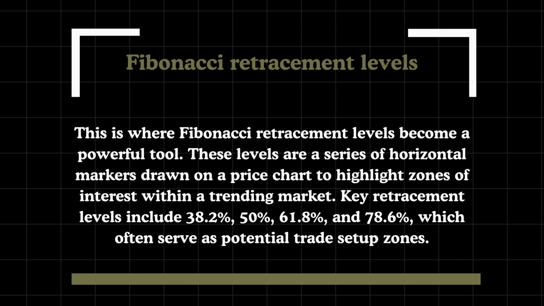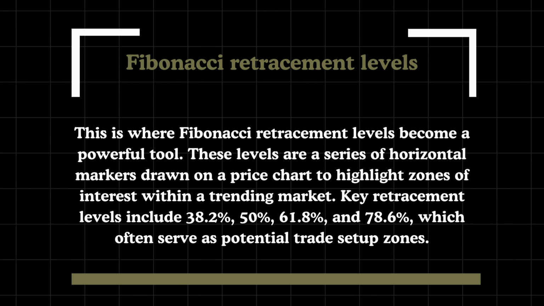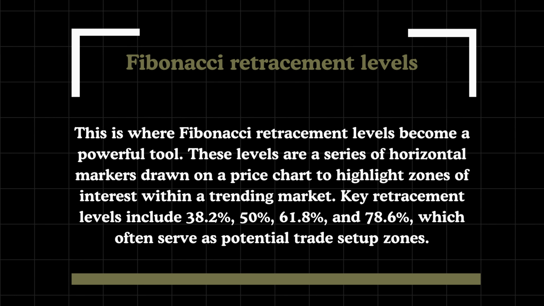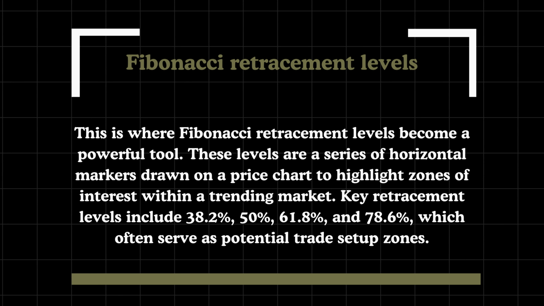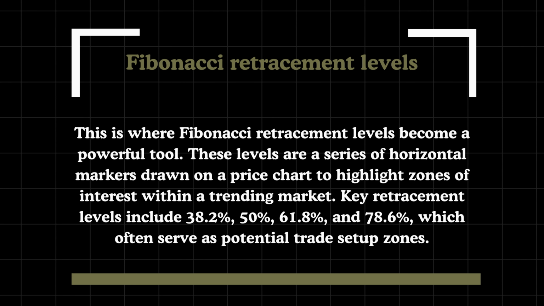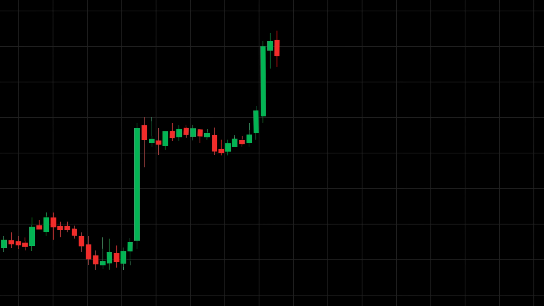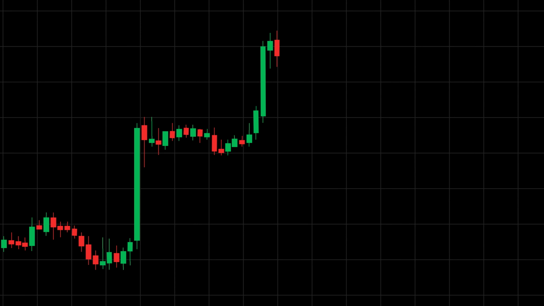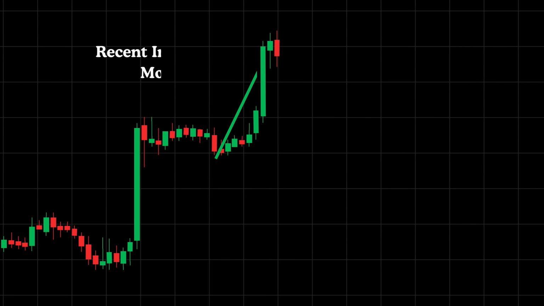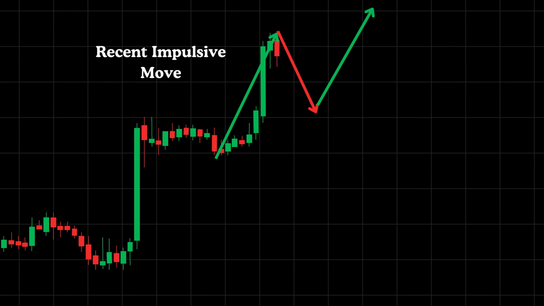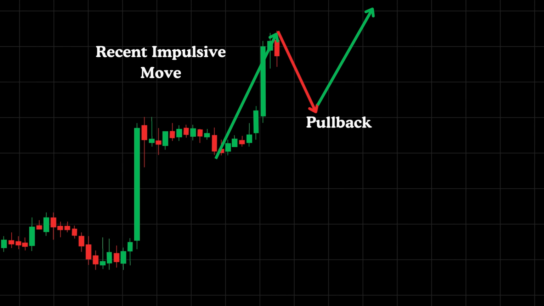These levels are a series of horizontal markers drawn on a price chart to highlight zones of interest within a trending market. Key retracement levels include 38.2%, 50%, 61.8%, and 78.6%, which often serve as potential trade setup zones. Now let's walk through how to apply retracement levels on your chart. Picture an uptrend made up of a sequence of impulsive surges followed by corrections. We've pinpointed the latest impulse move and are now anticipating a pullback to enter a long position at a more favorable price.